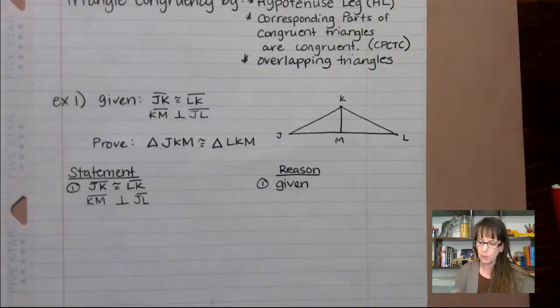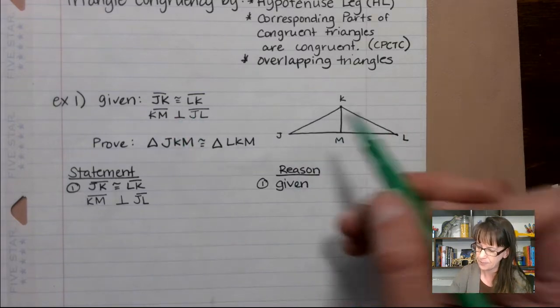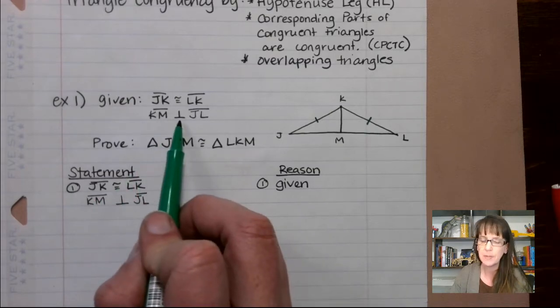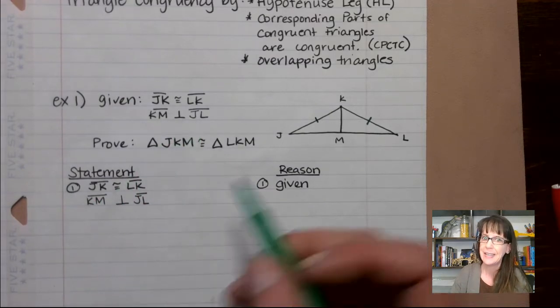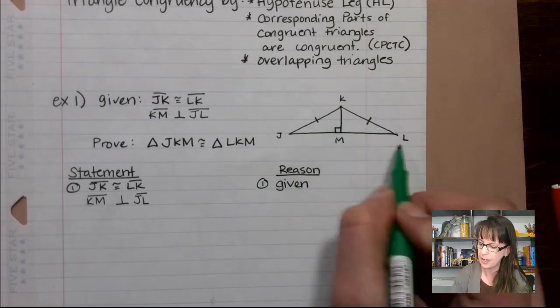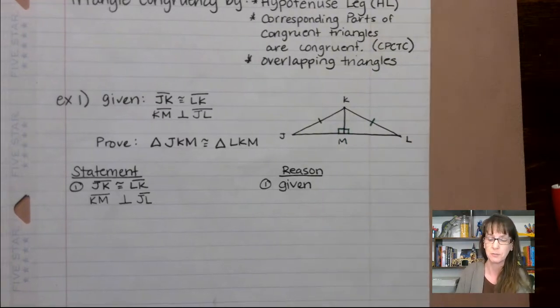Okay, so what we're going to do first is JK is congruent to LK. We want to mark that down. That's a given. And then KM is perpendicular to JL. So that means a perpendicular line creates right angles, right?